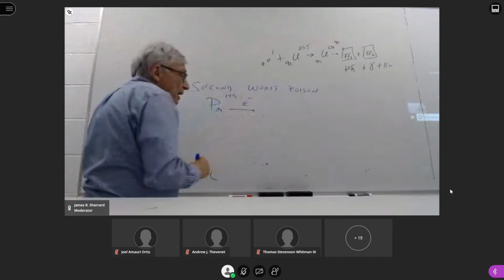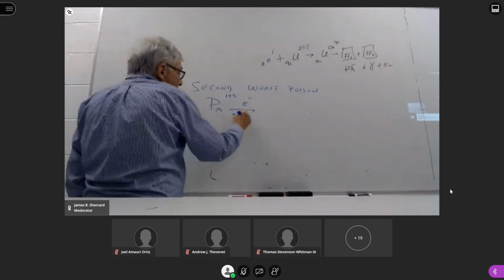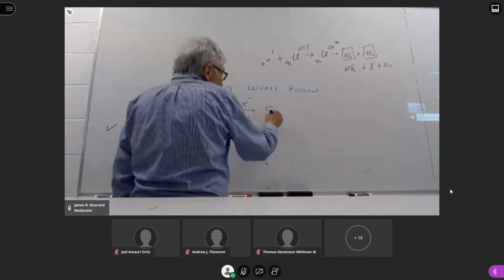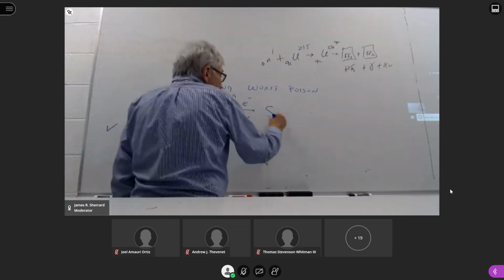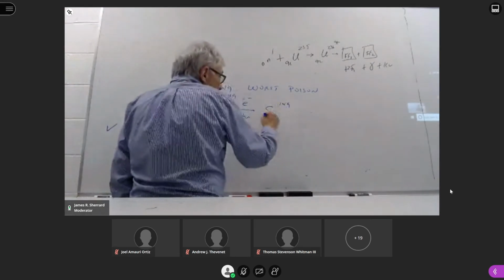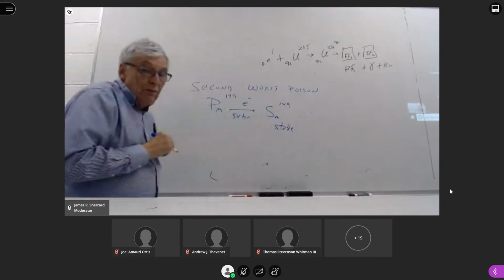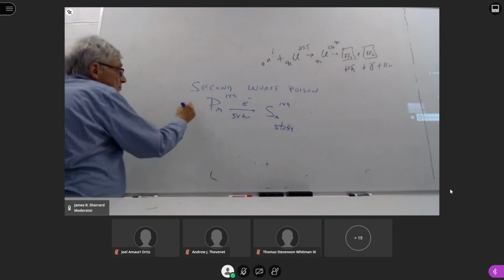That decays by electron emission. It has a 54-hour half-life, and that decays to samarium-149. And samarium-149 is stable.